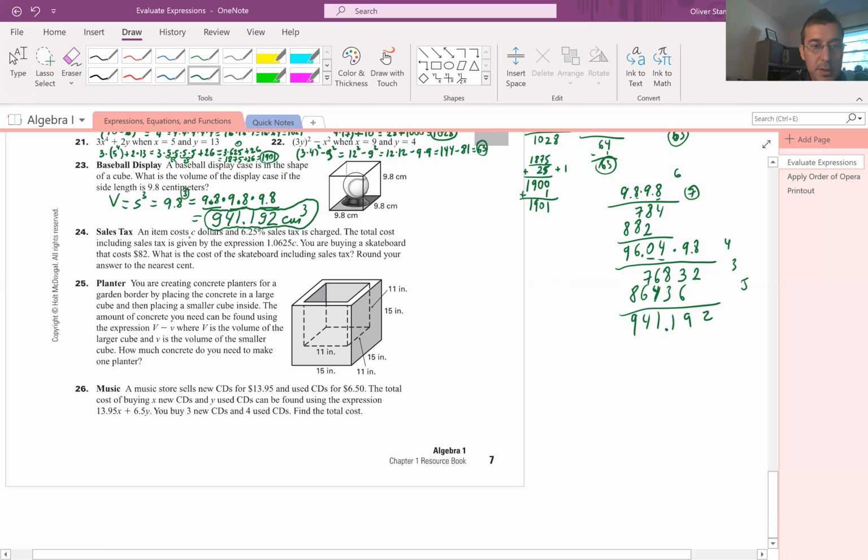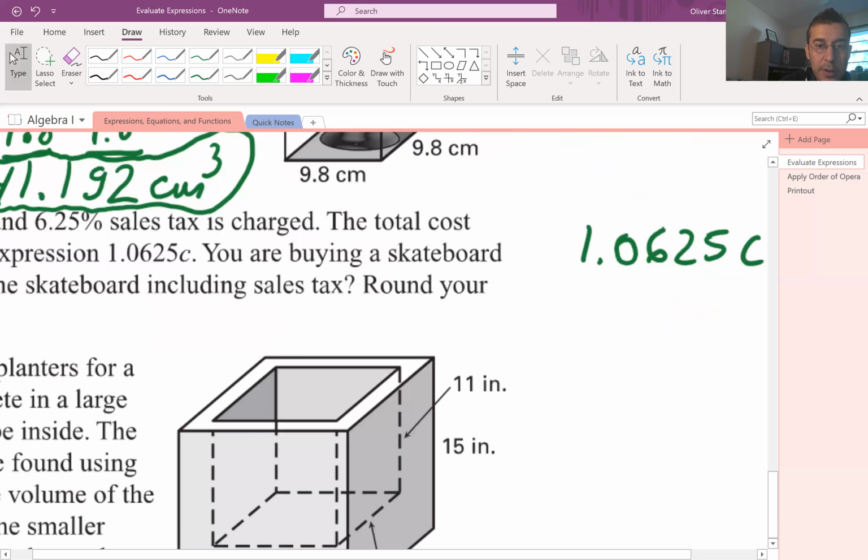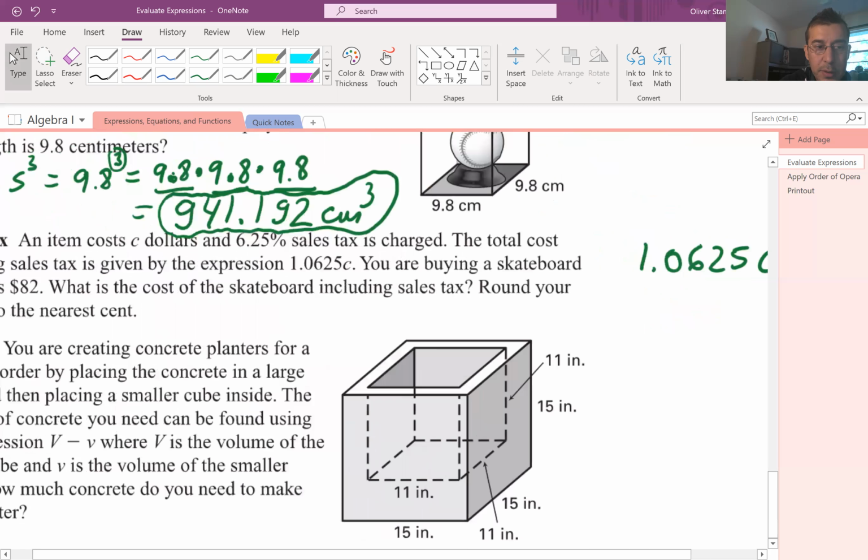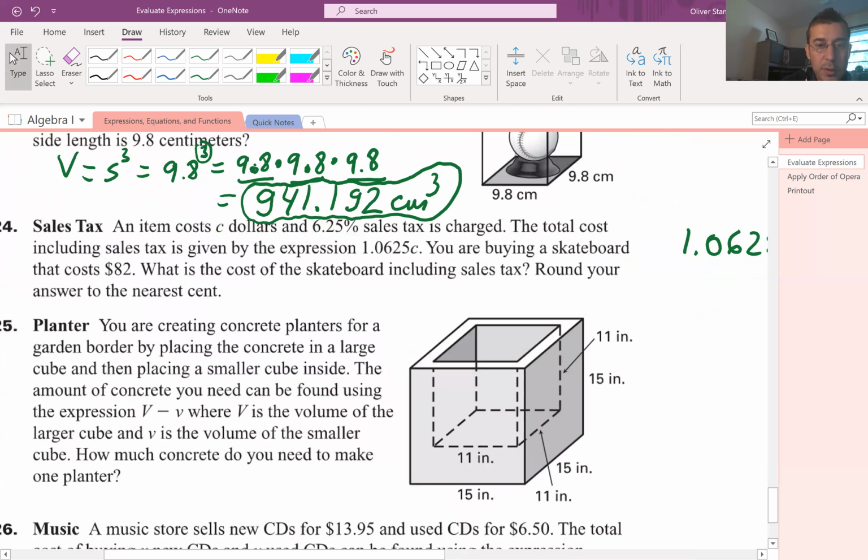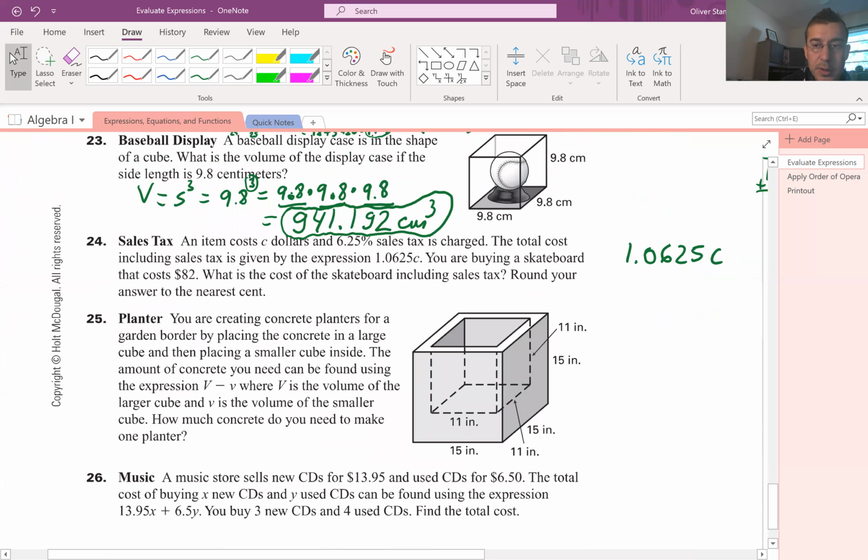An item costs $C and 6.25% sales tax is charged. The total cost, including sales tax, is given by the expression 1.0625 C. You're buying a skateboard which costs $82. Okay, so that means the C is $82. What is the cost of the skateboard, including the sales tax?